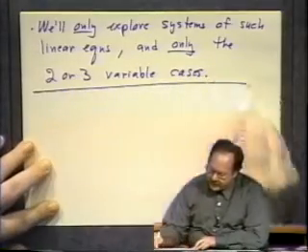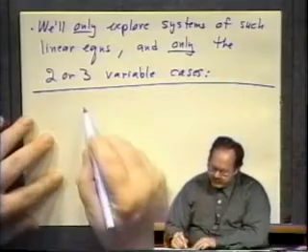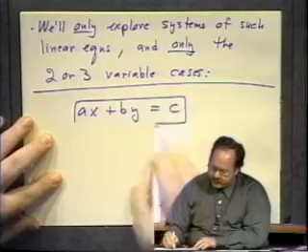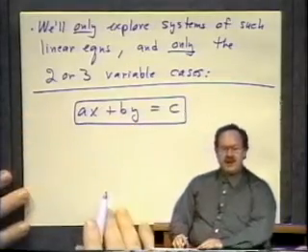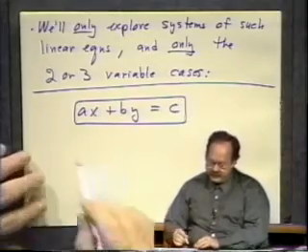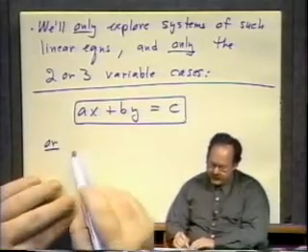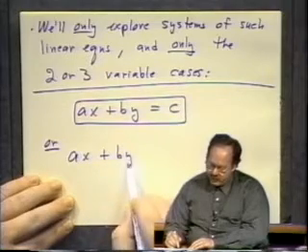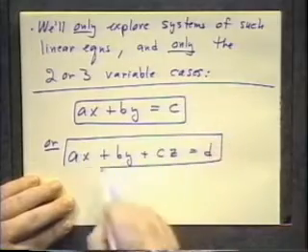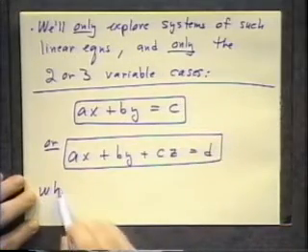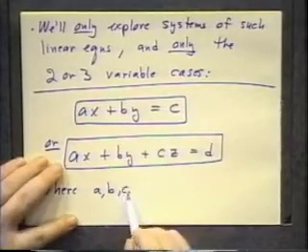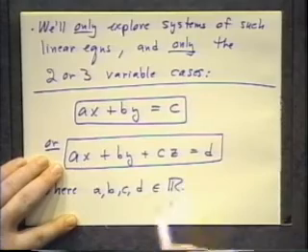Okay? And we will write more simply ax plus by equals c. So we won't use that subscripted notation and use x1 and x2. We'll use x and y, because that's more familiar to us. Or, in the case of 3, we'll use ax plus by plus cz equals, say, d, where, as usual, all these coefficients, a, b, c, and d are real numbers.